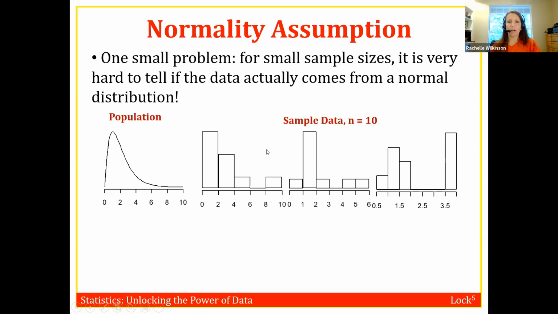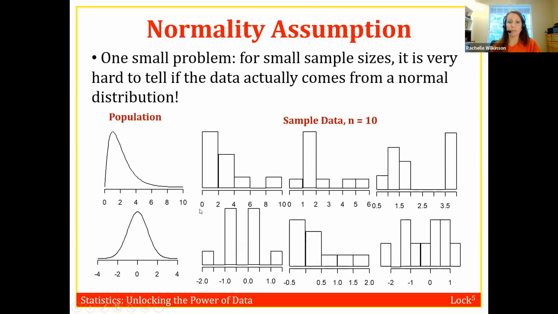But again, it's a little bit hard to tell because here's a normal population, and if we're taking multiple samples from a normal population, you can see that some of them look great, but this middle one looks a little bit skewed. So even though it came from a normal distribution, it still looks a little bit skewed. So it can be tricky to tell from just looking at our sample data, when the sample data is small, whether or not the population was normally distributed. So we're going to do our best.